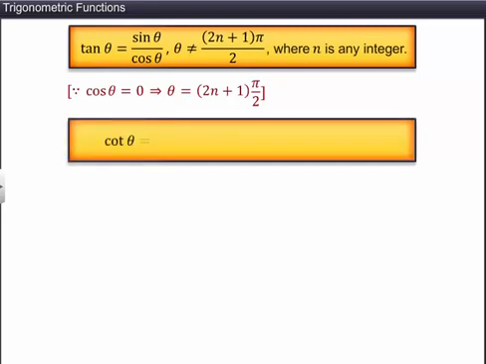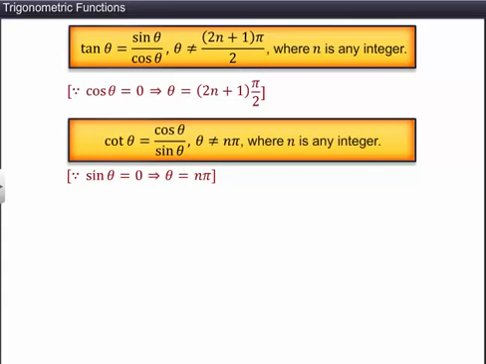Cot theta is equal to cos theta divided by sin theta. It is defined when the denominator is non-zero. We know that sin theta is 0 when theta is equal to n pi. Therefore, cot theta is defined for theta not equal to n pi, where n is any integer.